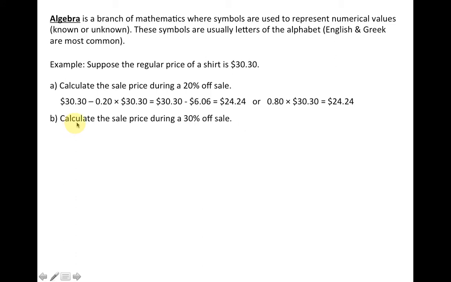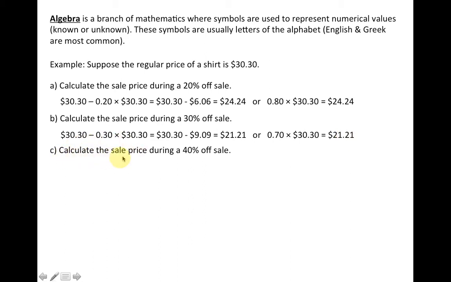So now let's suppose we want to calculate the sale price during a 30% off sale. Very similar calculation. Start off with the full price, subtract 30% of that price, and we're left with $21.21. The other way to do it more directly is to just calculate 70% of $30.30, because 70% is 100% subtracting the 30%. Again, we get the same answer, but it's a little bit more direct.